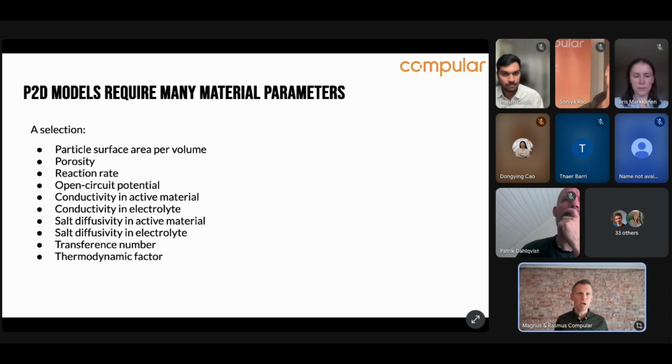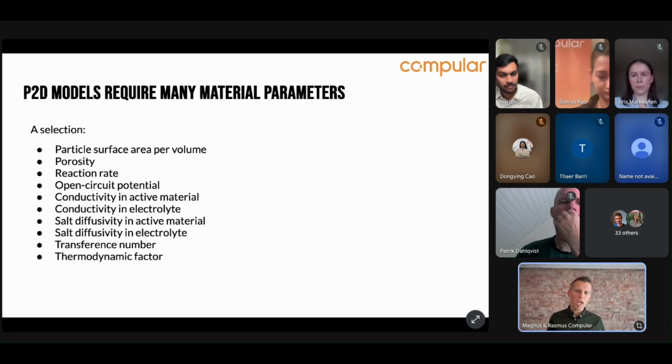Now, a challenge with these models is that in order to even run them, you need a lot of input parameters. You need some parameters that describe the materials in your system. So I've noted down a bunch of them here. This is by no means all of them, but it's a selection of typical parameters that you need to know in order to do these simulations. Some of them are quite geometrical in nature, describing the geometry of your system or the microstructure.